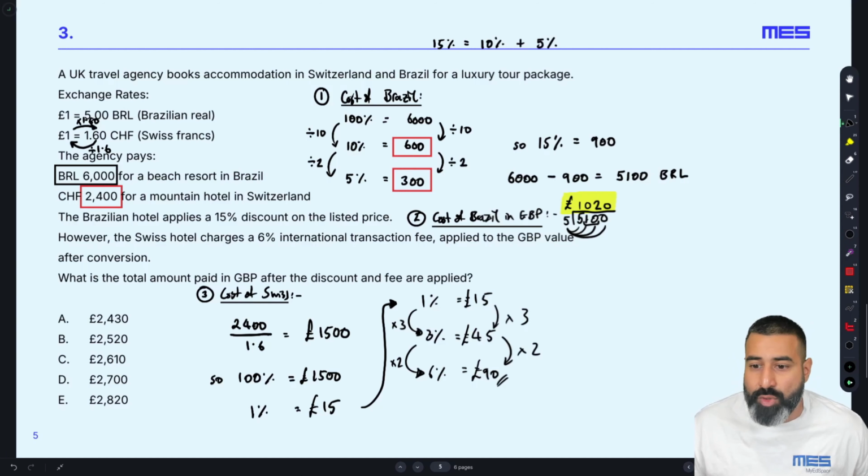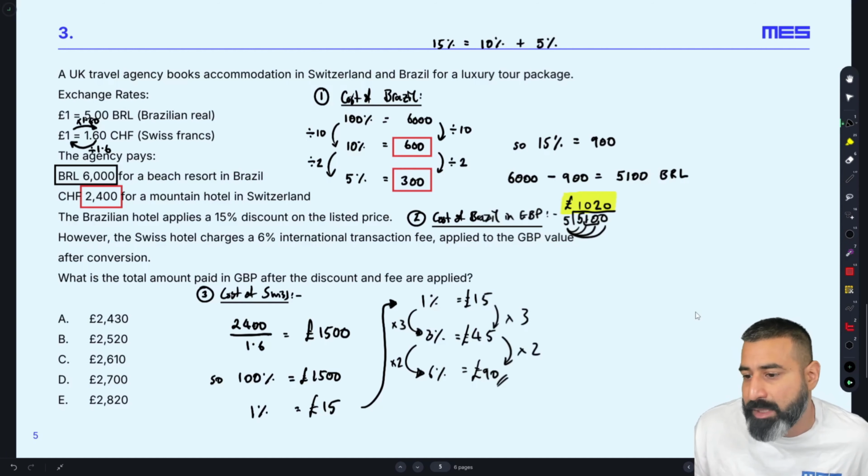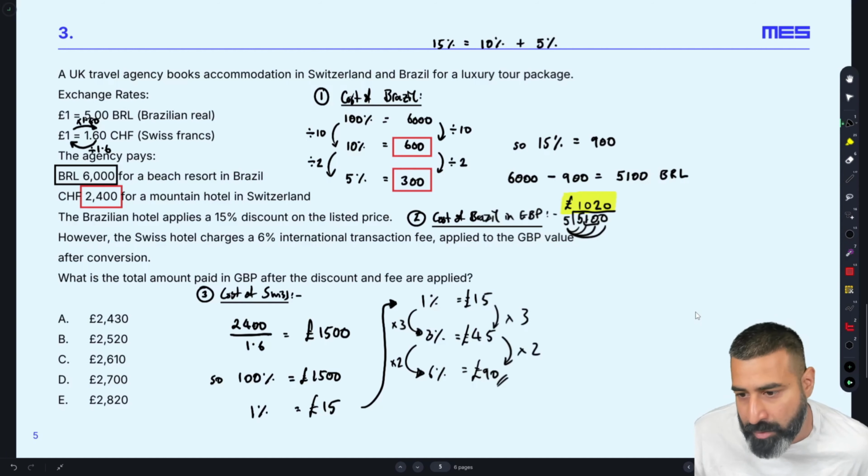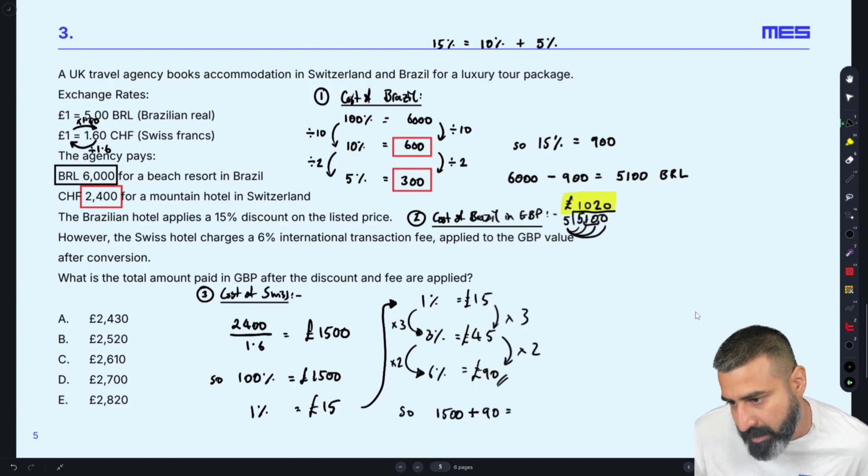So what we need to do is take our 1500, and because this is a charge, we need to add this on. So it's a charge, so we add this on. So we take 1500 plus 90. So the total cost is 1590. And we'll just highlight that as well.